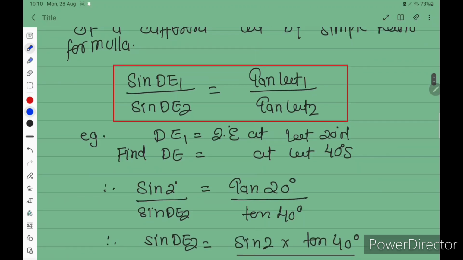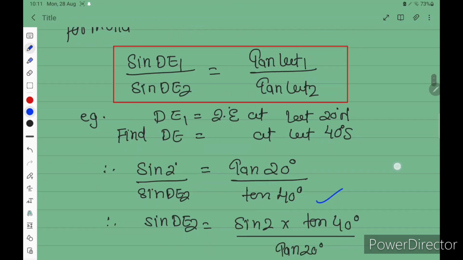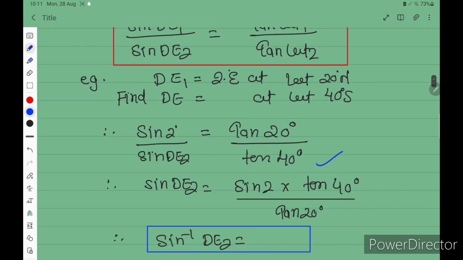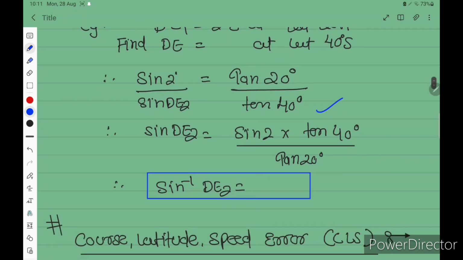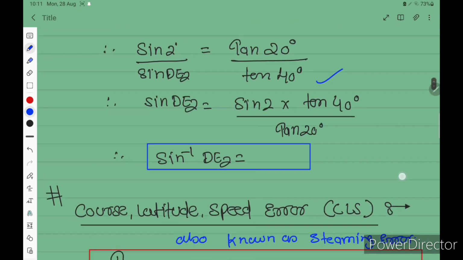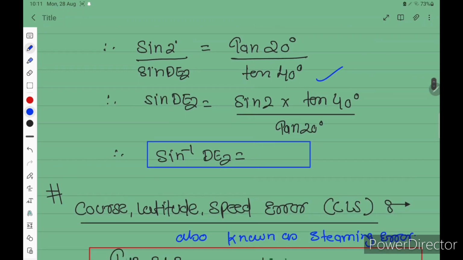Damping error 1 is 2 degree east at latitude 20 degree north. Find the damping error at latitude 40 degree south. So sin 2 degree divided by sin damping error 2 is equal to tan 20 degree divided by tan 40. Cross multiplying, sin damping error 2 is equal to sin 2 into tan 40 divided by tan 20. We take the sin inverse, and then we get the damping error 2. So this is all about the damping error.